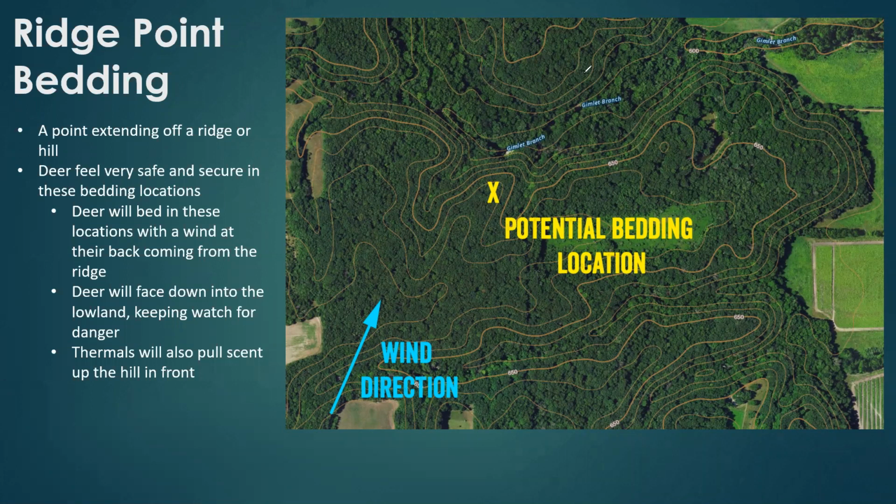But this is where that concept of thermals comes back into play again. So he's going to be close to the edge of that ridge, and those thermals are going to be pulling the scent up from the valley, up the face of that slope to him. So he can again sit here and scent check multiple sides of that slope, very similar to where he could in leeward bedding.